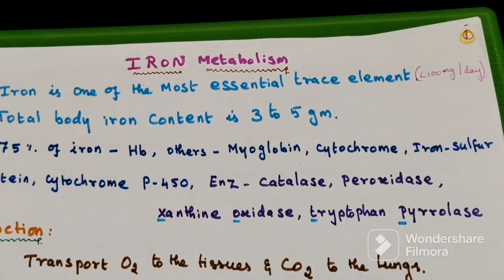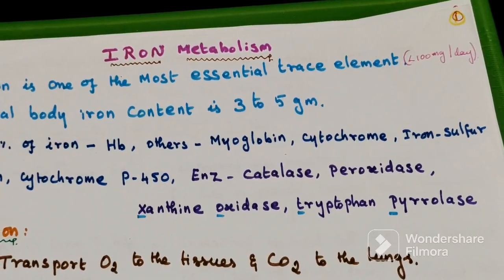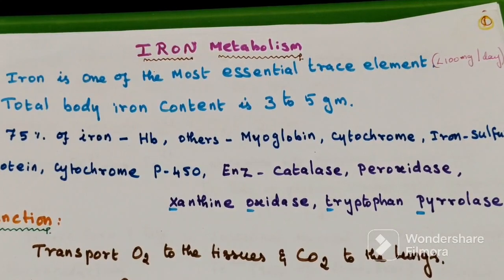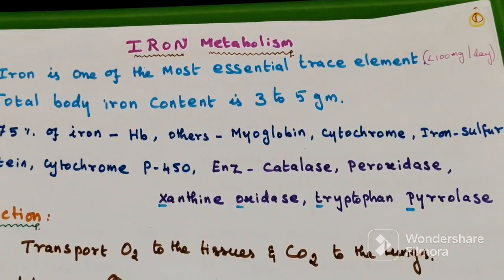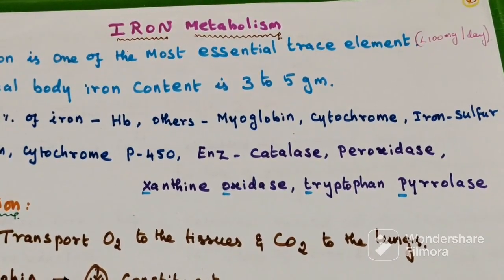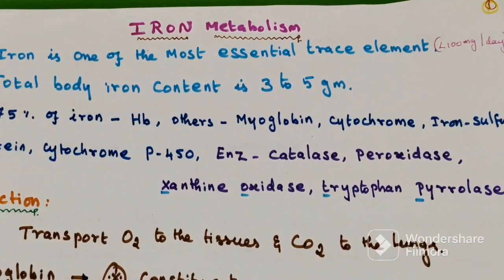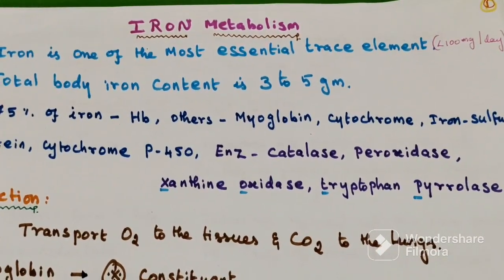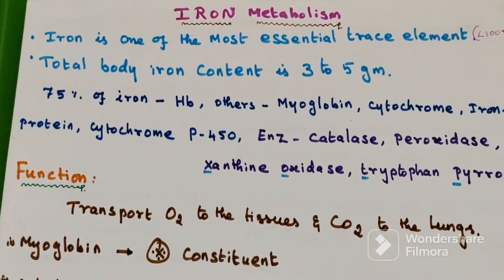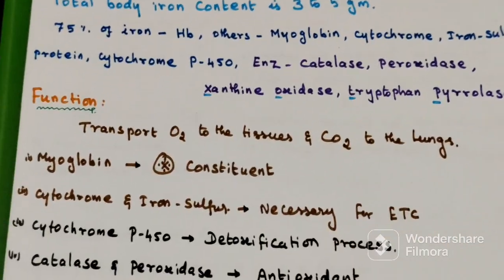Other proteins which contain iron are myoglobin, cytochrome, iron sulfur protein, cytochrome P450, and some enzymes that include catalase, peroxidase, xanthine oxidase, tryptophan pyrrolase. These are some of the important components which contain iron. Now coming to the important functions of iron related to these components, and it is present in hemoglobin.